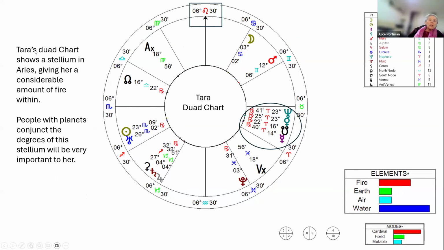And here's a Dwad chart. Now, her chart shows a stellium in Aries, giving her a considerable amount of fire within. Look at it: Mercury, South Node, Venus and Neptune. People with planets conjunct the degrees of the stellium will be very, very important to her at different times in her life, particularly around that 23 degrees with the Venus Neptune there. They're going to have a powerful effect. Generally, all of Aries will, but the closer you get to those particular degrees accentuated, the stronger the importance will be. And up here, you can see the midheaven at 6:30 of Leo, again activating fire.